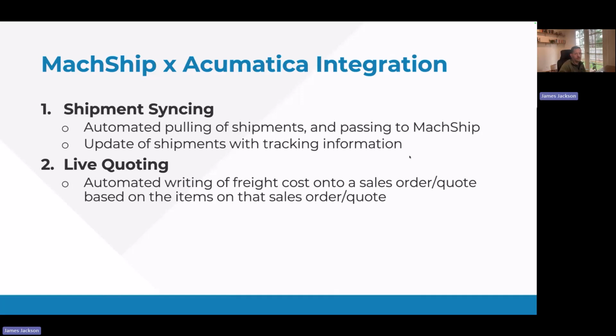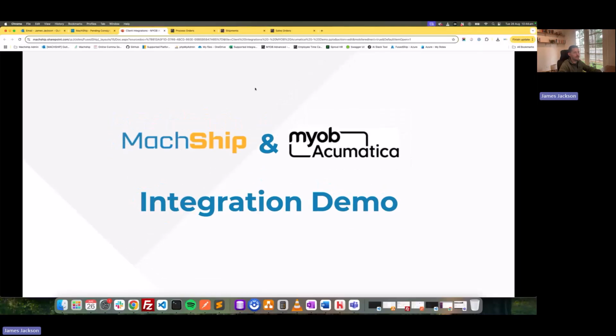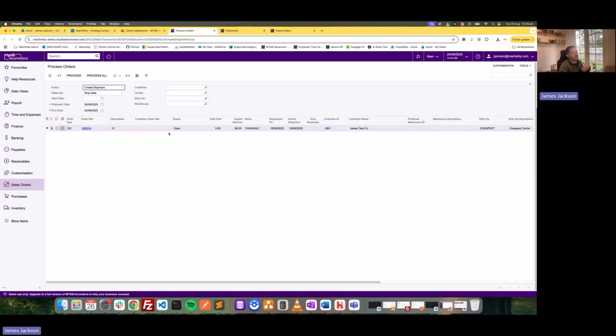But rather than talking in abstraction, let's actually look at what this actually looks like. Alrighty. So just give me a moment. Okay. So inside MYOB Acumatica here, this is our demo environment. You'll see on the sales orders screen, I've gone to the process orders tab. So on this process orders tab, you'll see here I've got a demo order.